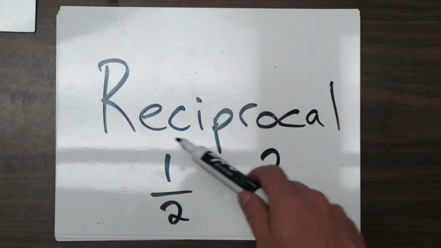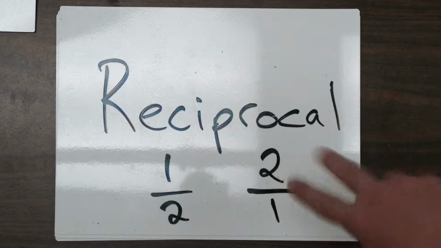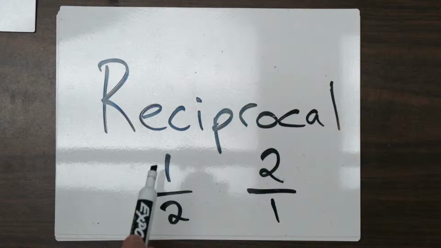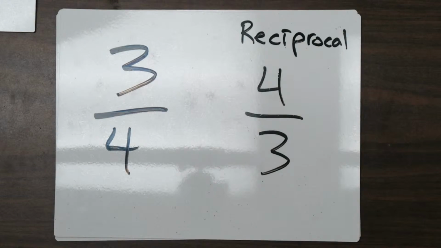Now, by flipping the second fraction, I'm creating what's called a reciprocal. A reciprocal is when I have a fraction or a number, and the opposite of that number is just the original number flipped over. So the reciprocal for 1/2 is 2/1 because I've just flipped that number over. Let's look at some other examples.